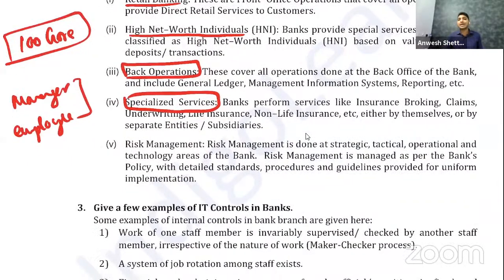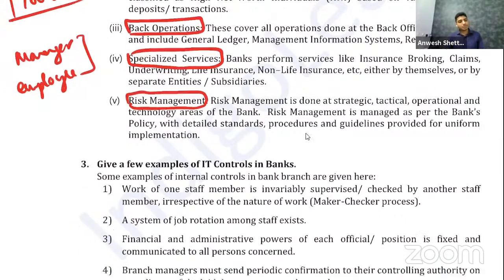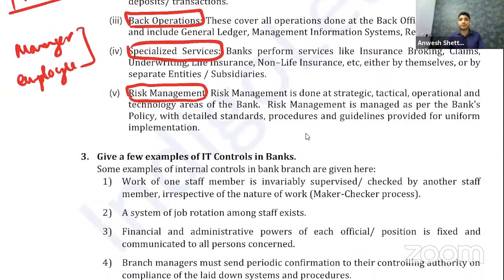Next one is risk management. Now, what is this risk management? In banks, there is one separate department called the risk management department. What is the major risk for a bank? The major risk for a bank is, if you give a loan and people don't repay you, that is a risk for the bank.